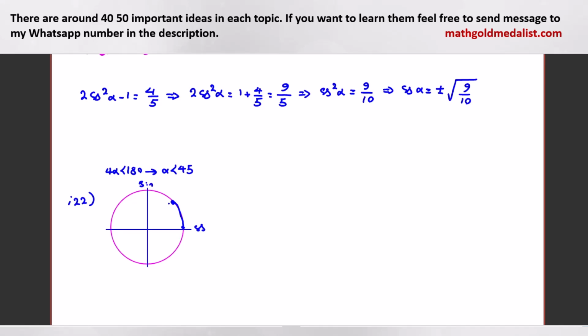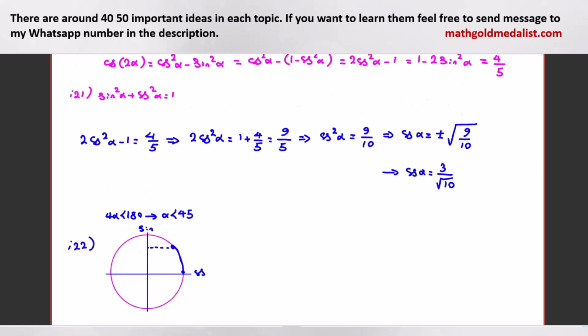Now we know that in this part, sine is from 0 to root 2 over 2, and cosine from root 2 over 2 to 1, both of them are positive, okay? So because of this, we can say cosine alpha is positive, the square root of 9 is 3, and over root 10. That was cosine alpha.